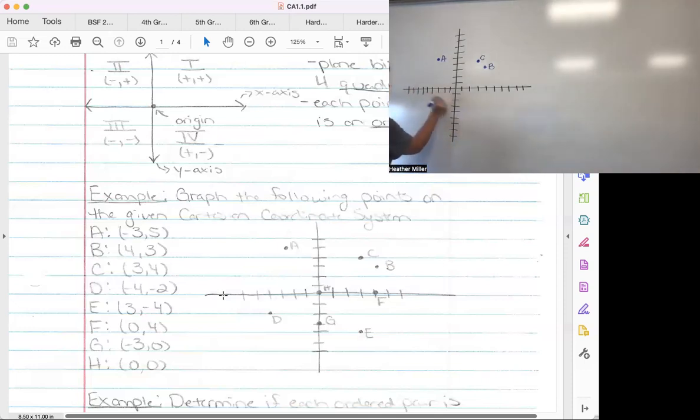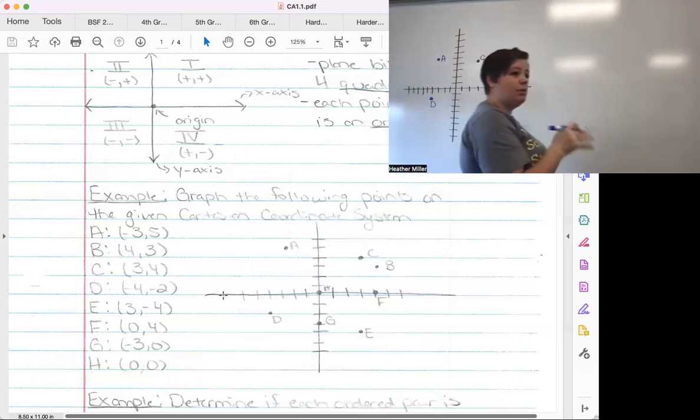-4 on the x's, -2 on the y's, like that. For E, we have 3, -4, so that's positive x, but a negative y, so down here in quadrant 4, 3, -4, E. F, we have 0, 4.